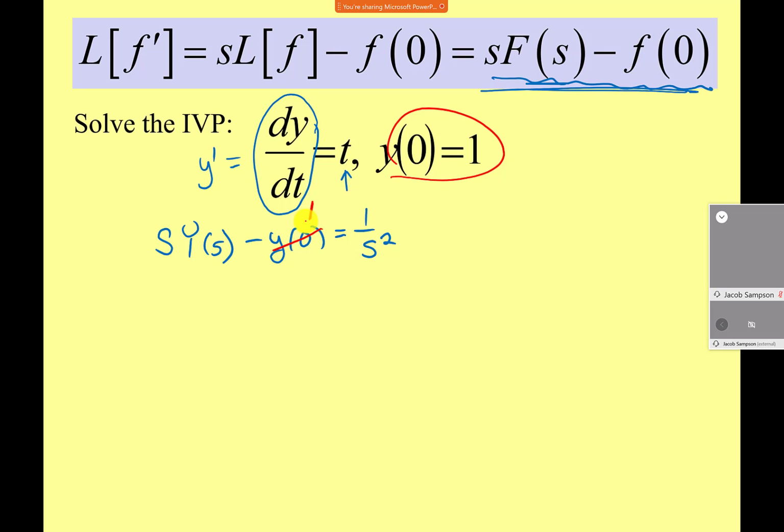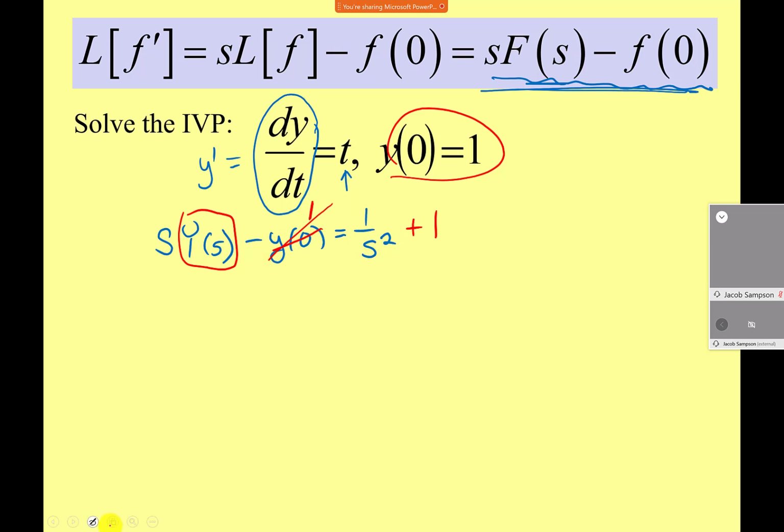All functions are capital letters. All of our independent variable is now s. We're going to algebraically solve this now then for Y of s. So we're going to get this by itself. So the first thing I'm going to do is add 1 to the other side, and that will take care of this piece.